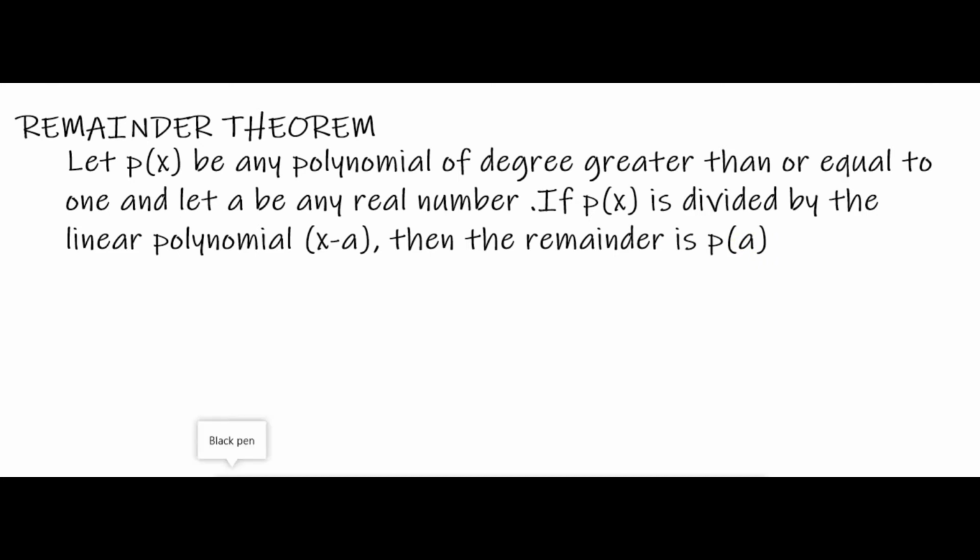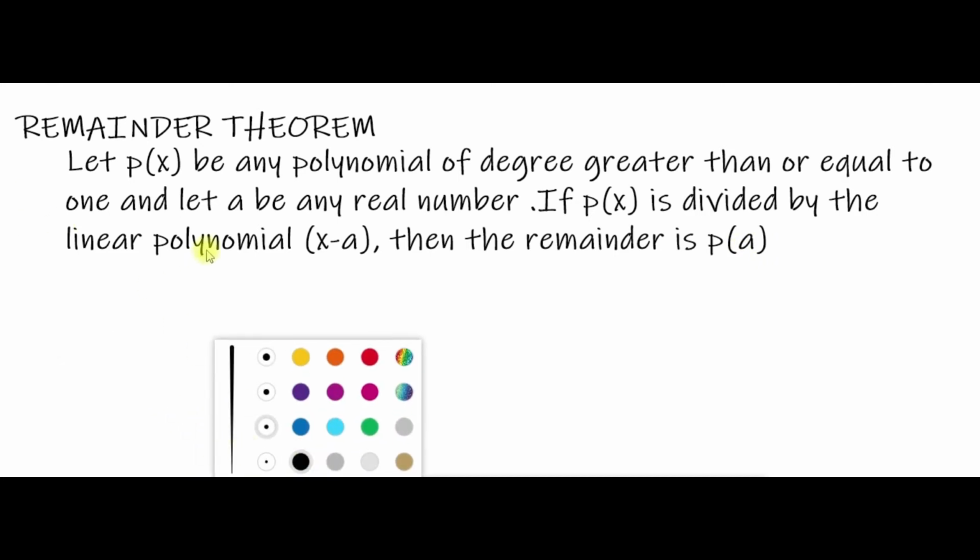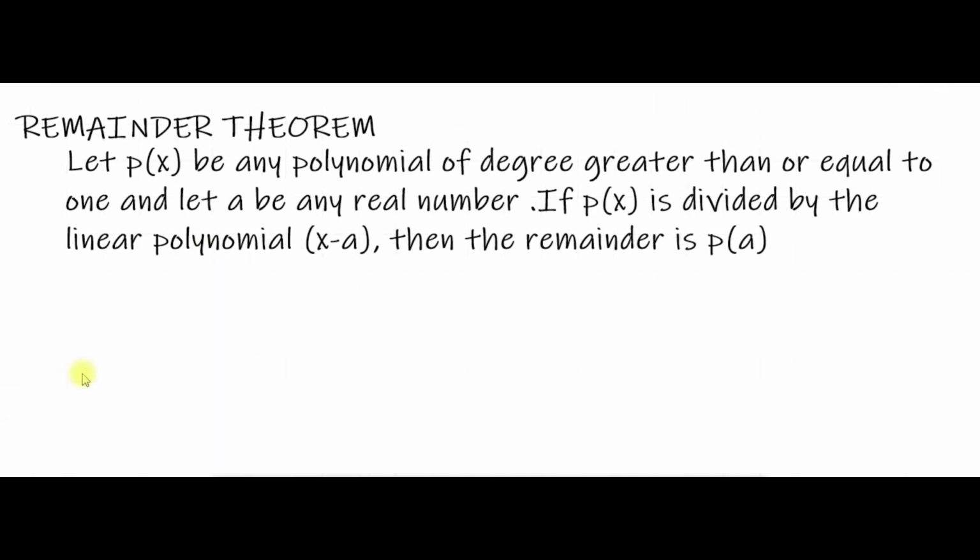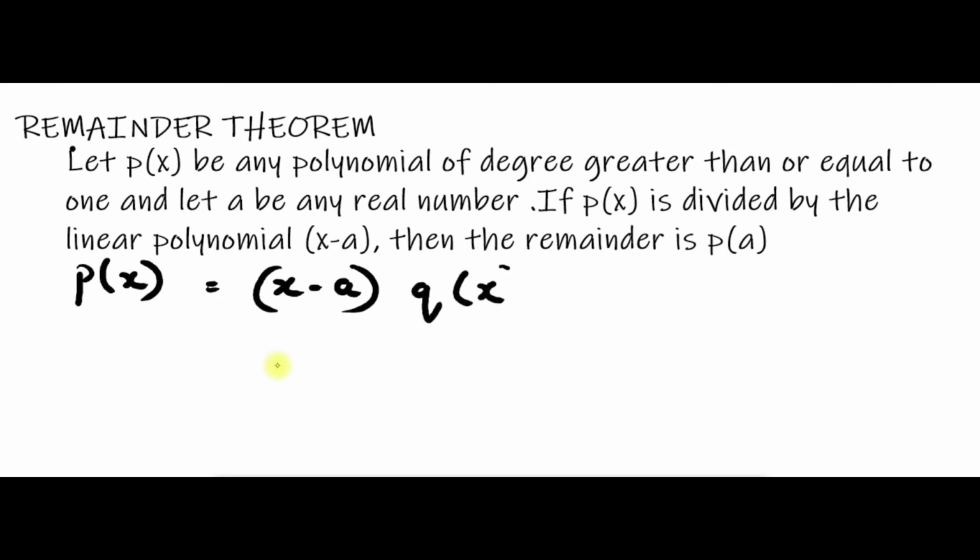Let's prove it. Consider p of x as a polynomial with degree greater than or equal to 1. Suppose when p of x is divided by x minus a, you will be getting p of x is equal to x minus a multiplied by q of x plus r of x. Since this x minus a is g of x, it is g of x into q of x plus r of x, as we have already told.